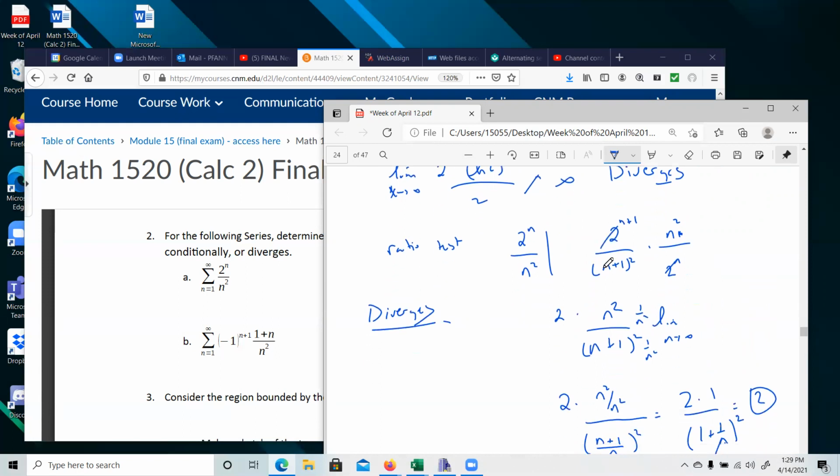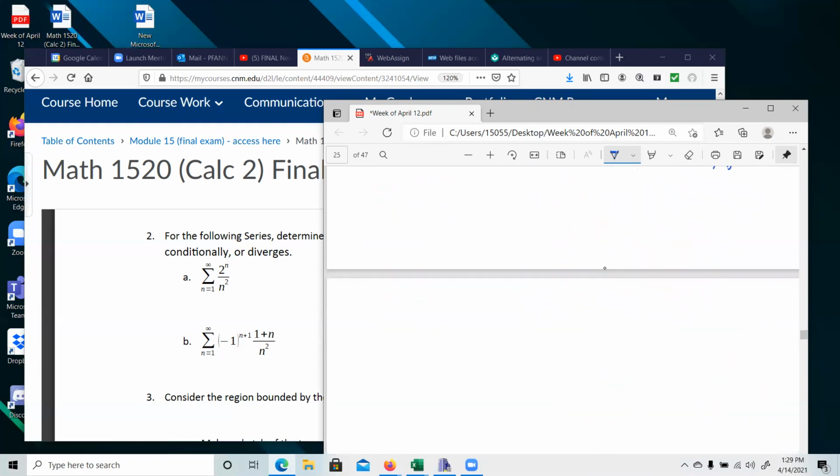Now the next one, part B, where we have a negative: the sum from n equals 1 to infinity of negative 1 to the n plus 1 times 1 plus n over n squared. I wrote this one down a little bit before I did it because there's 2 conditions that we have to deal with here.